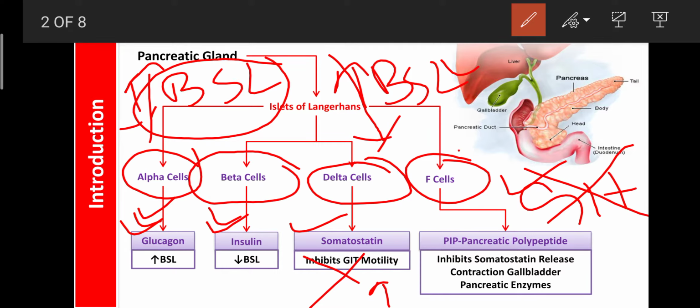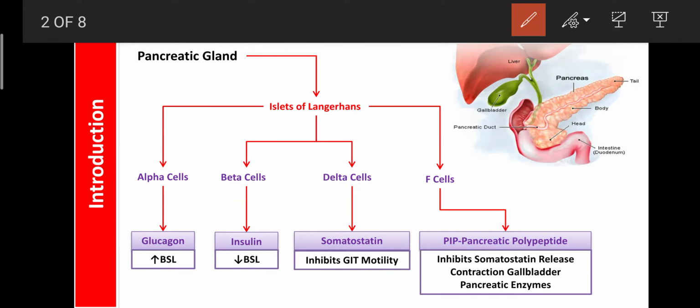Another cell is the F cell. These F cells are involved in the secretion of one hormone, known as PP, that is pancreatic polypeptide. Its first function is that it can inhibit the over secretion of somatostatin. It means it can favor the functions of the growth hormone, or favor the digestion of the food in the small intestine.